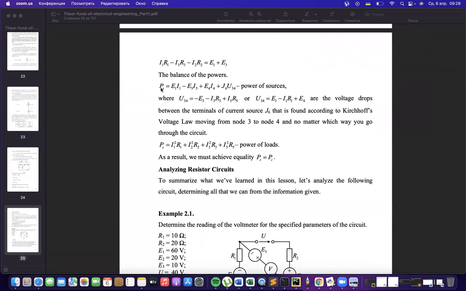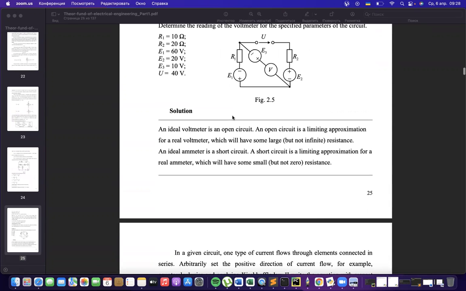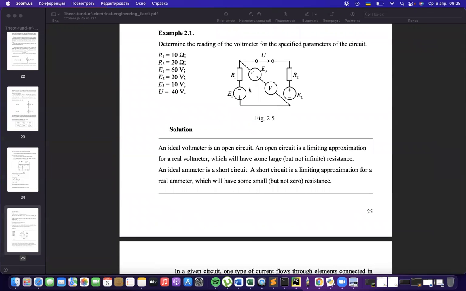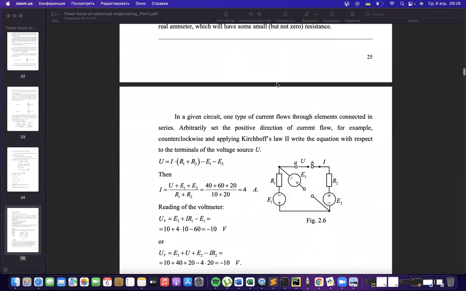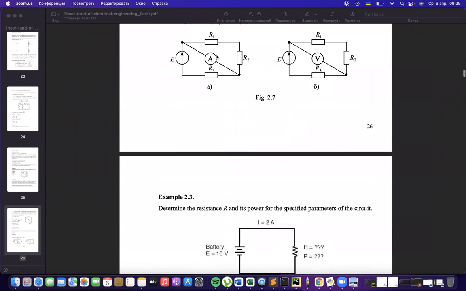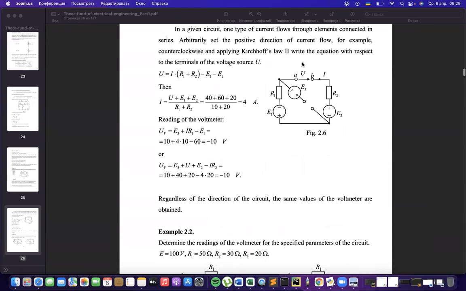Also, here is an example of application of power balance equations, and then a couple of calculations in numbers, how to find the measurements, the value of a measurement device, a voltmeter for this case, or an ampere meter or voltmeter in other cases, how to make measurements inside an electrical system.